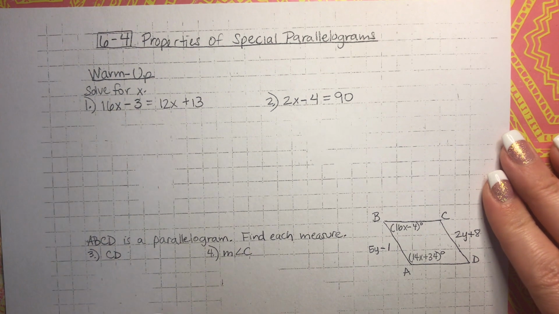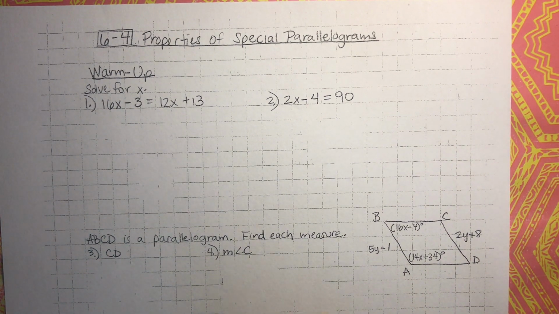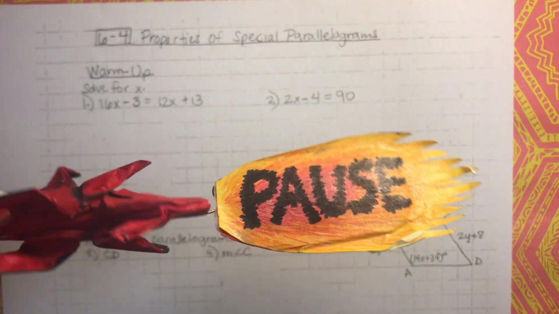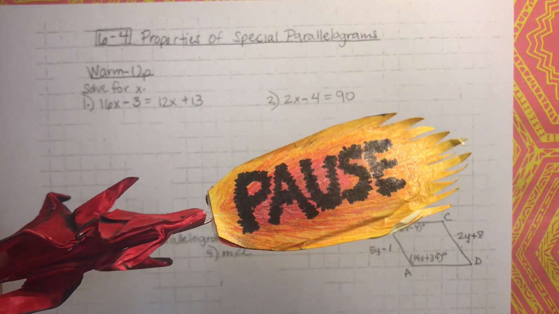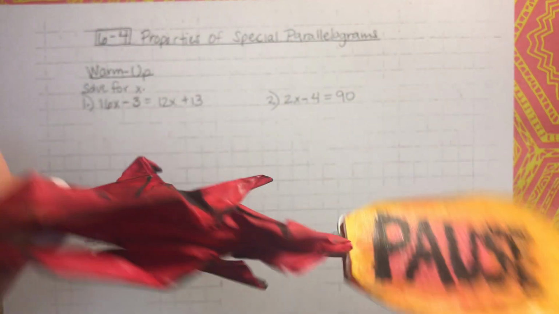So we have a warm-up, 1, 2, 3, 4. And here's my friend, the pause dragon. Remind you to pause your device. Go ahead and work out those warm-up problems. When you get done, press play and we'll go over them together. All right, see you in a bit.